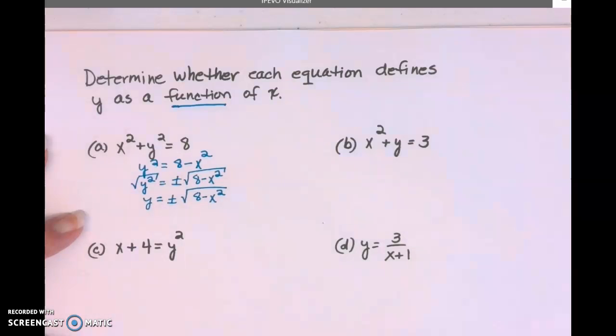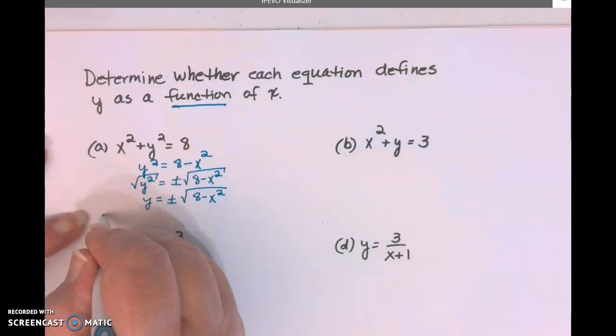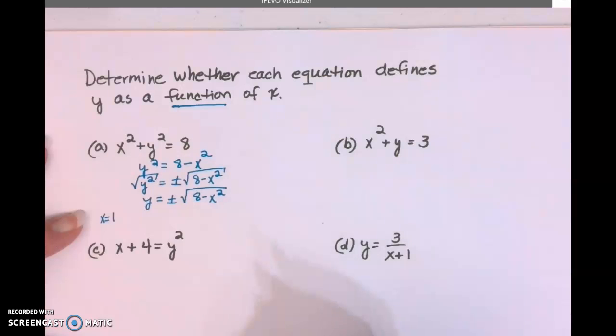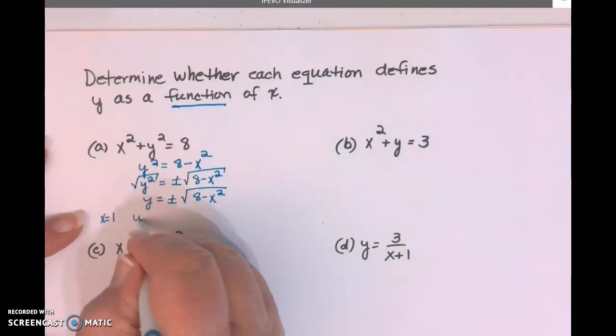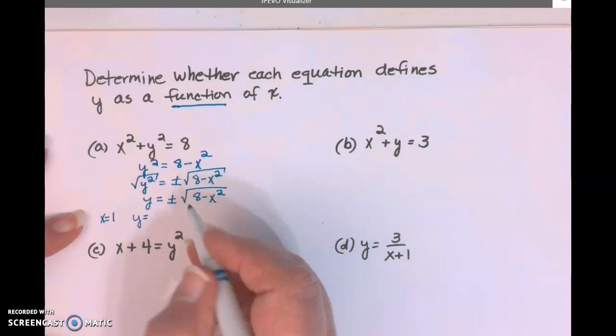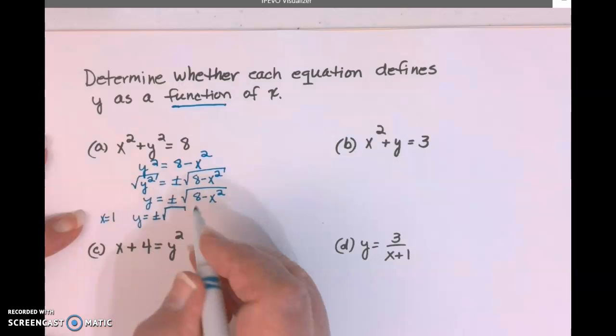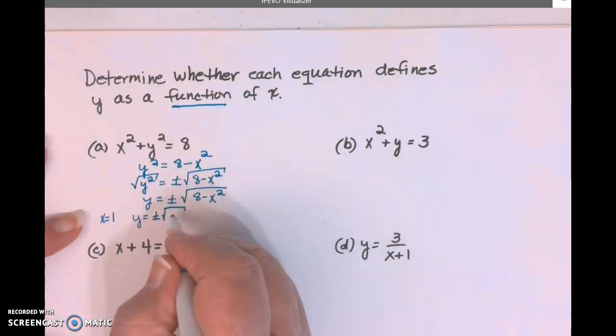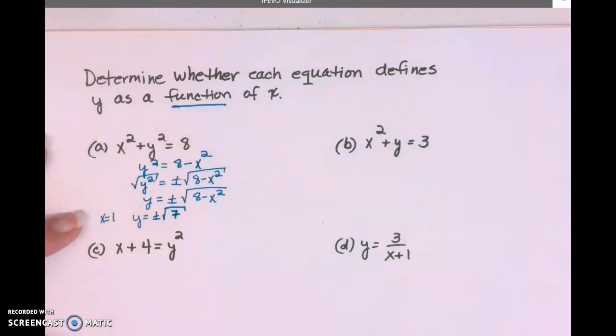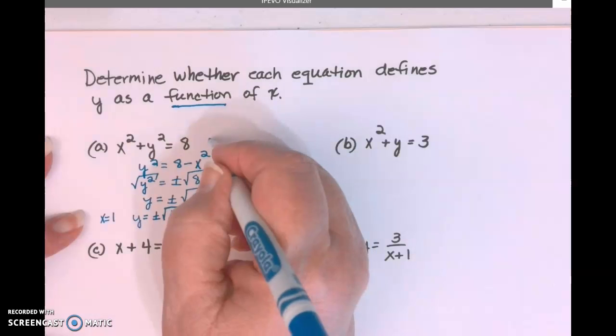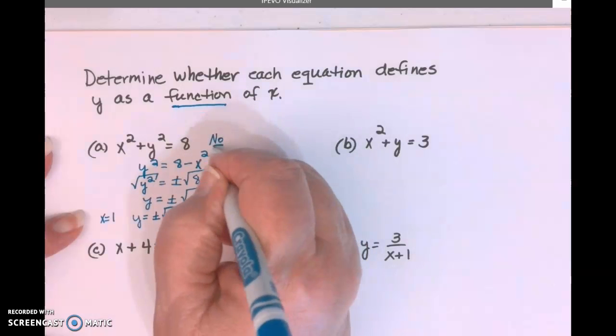So that means any value that we put in for x is going to provide an output that is two values. So if we let x equal 1, then we would have y equals plus or minus the square root of 1 squared is 1, plus or minus the square root of 7. So y equals two values. So this is not a function.